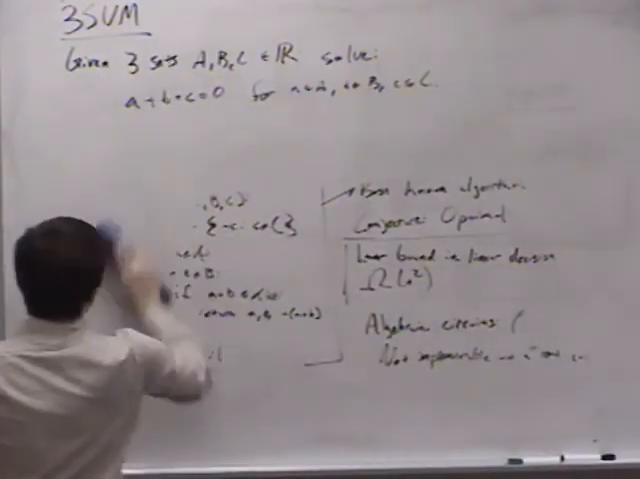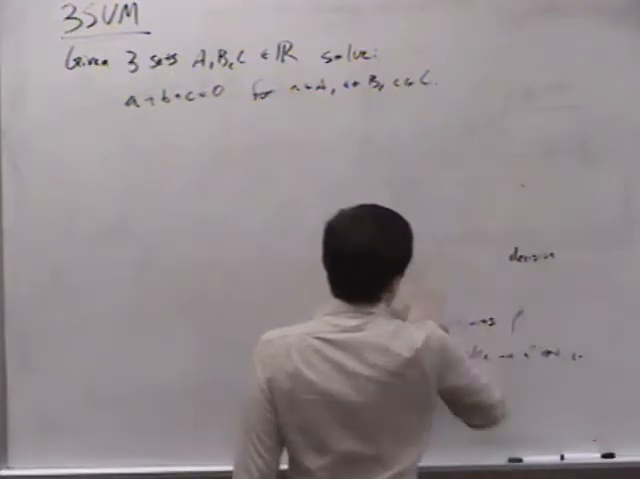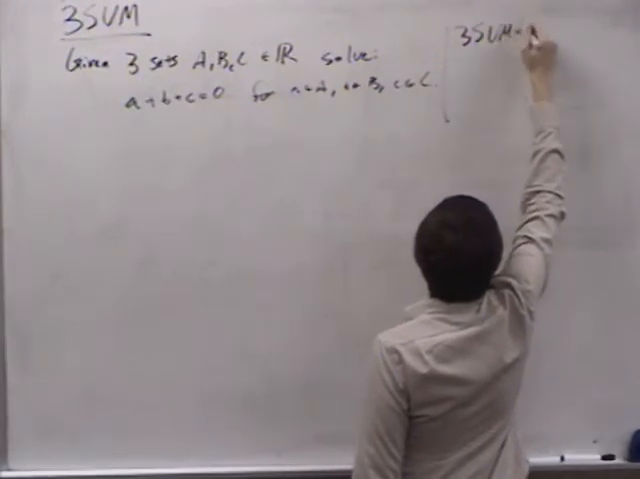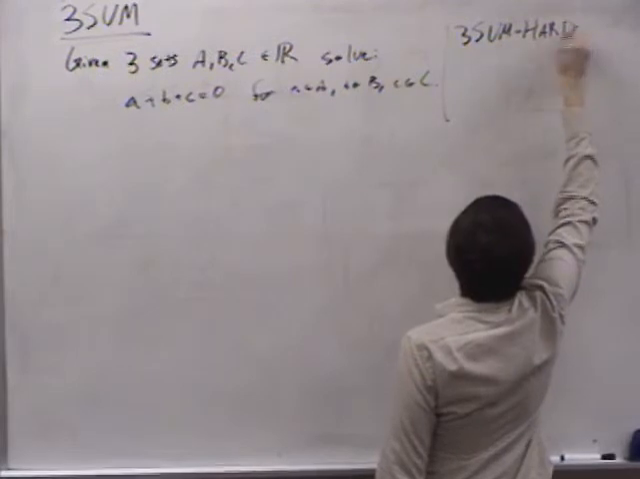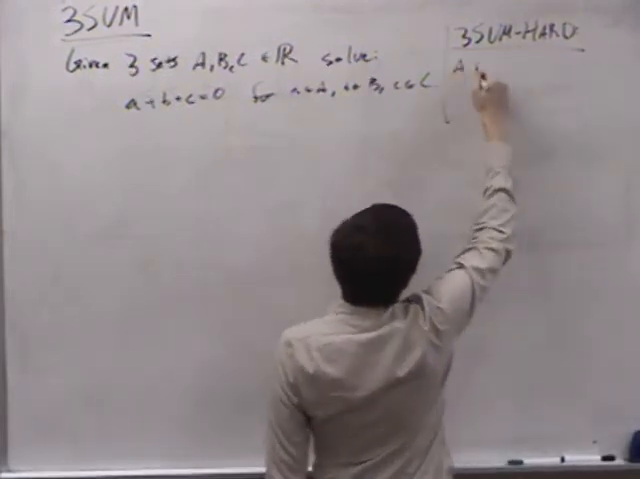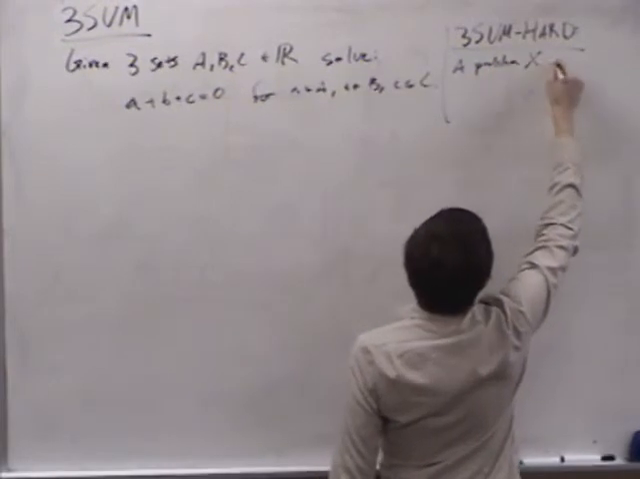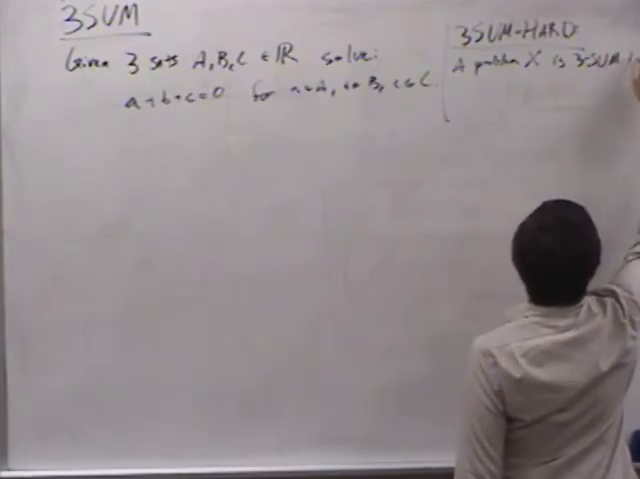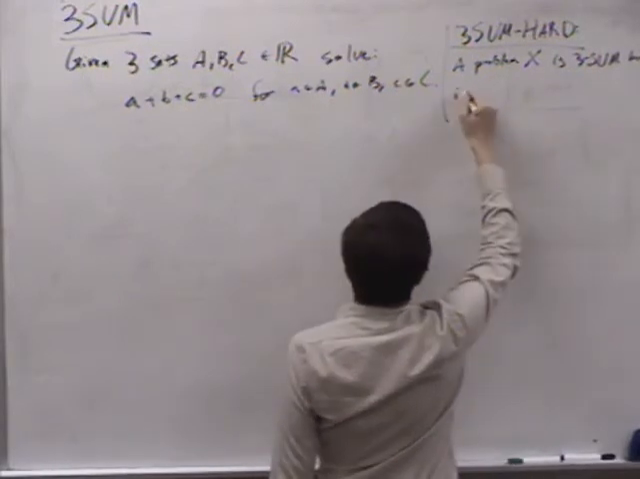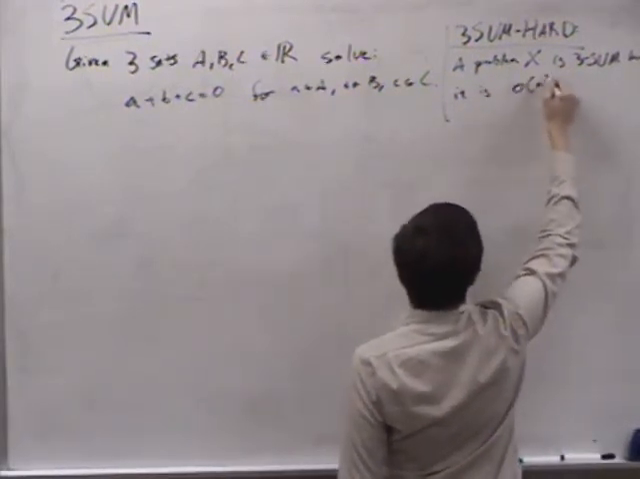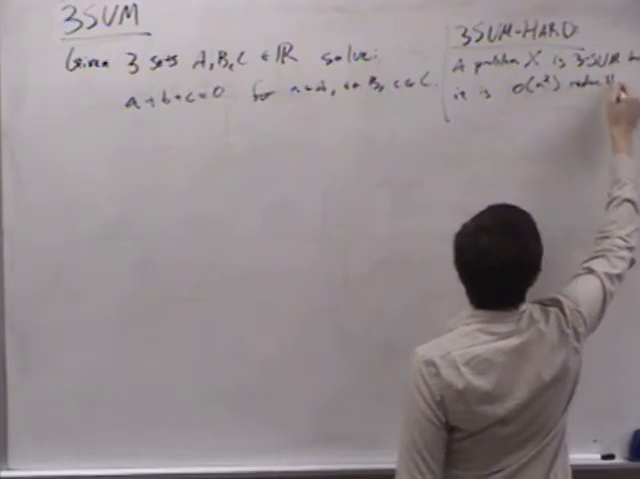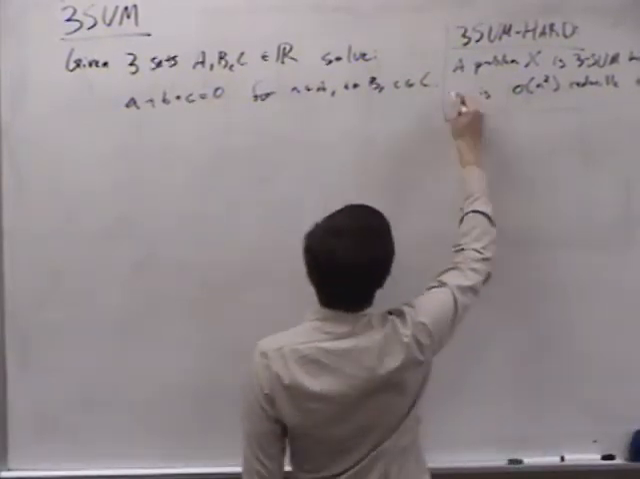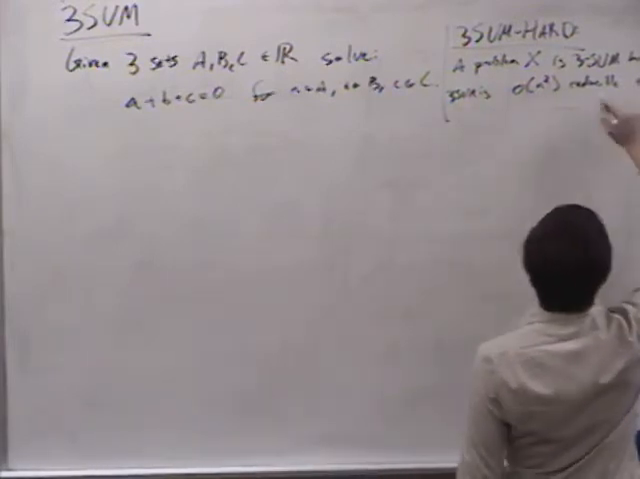3-sum hard. We'll say that a problem capital X is 3-sum hard if 3-sum is little o of n squared reducible to X.